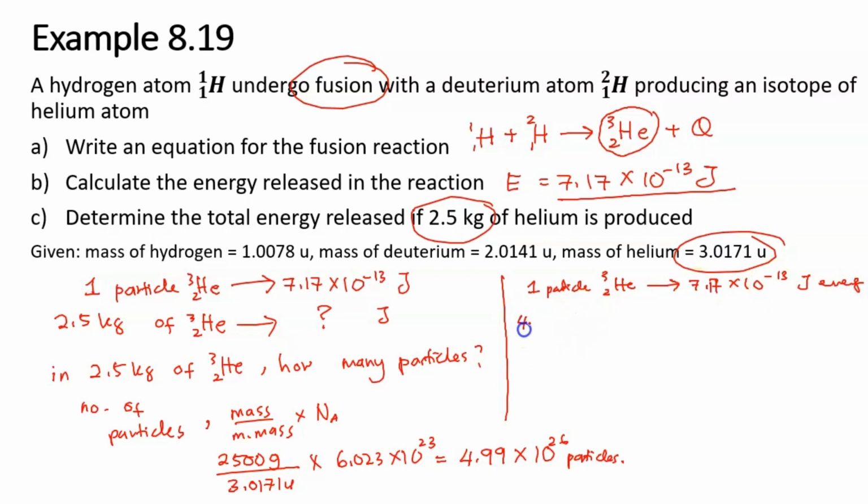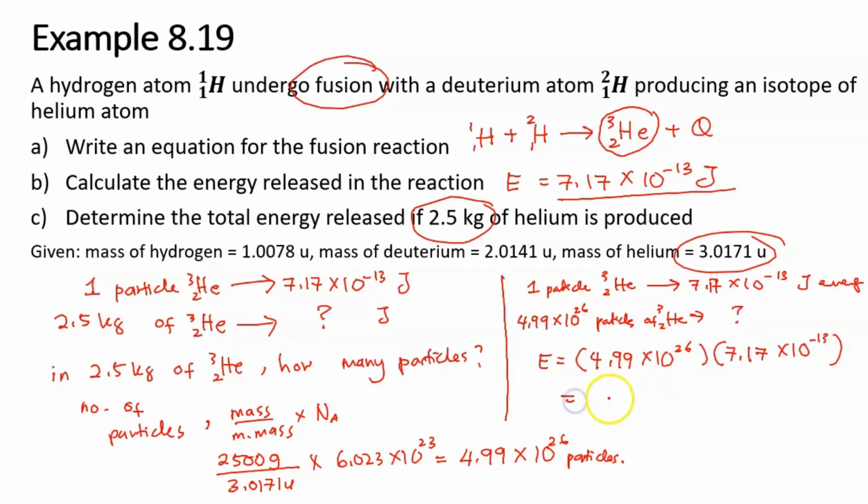What if 4.99 eksponen 26 particles of helium-3? Berapa pula energi yang dihasilkan? So nampak tak, barulah kena ratio dia ni, comparekan particles dengan energy. So now untuk dapatkan energi, kita darabkan saja. Kalau satu partikel 7.17, maka 4.99 partikel darabkan dengan energi untuk 1 particles.